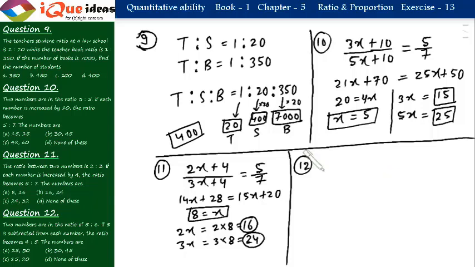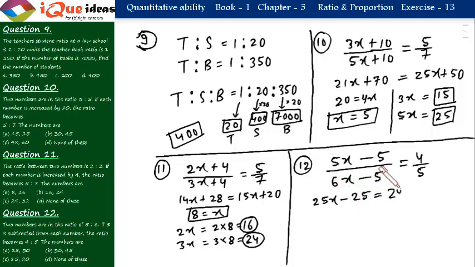Two numbers are in the ratio 5 is to 6. So take the numbers as 5x and 6x. Subtract 5 from each, so minus 5, minus 5. Now the new ratio of these two quantities is equal to 4 is to 5. Cross multiply and solve to get the value of x. So 5 into 5x is 25x minus 25 is equal to 4 into 6x is 24x minus 20. So bring 24x on the left hand side and 25 to the other side. So we have x is equal to 5.